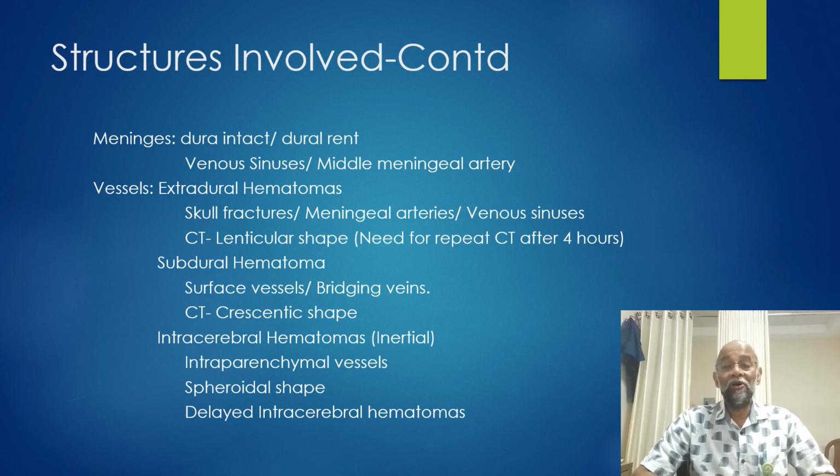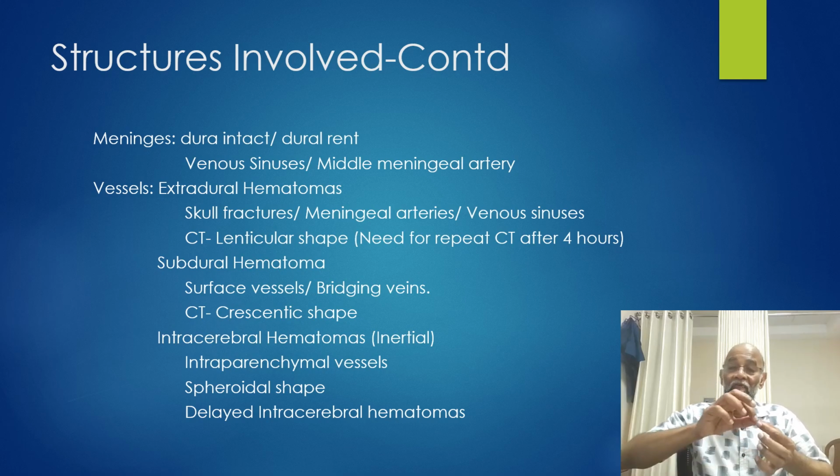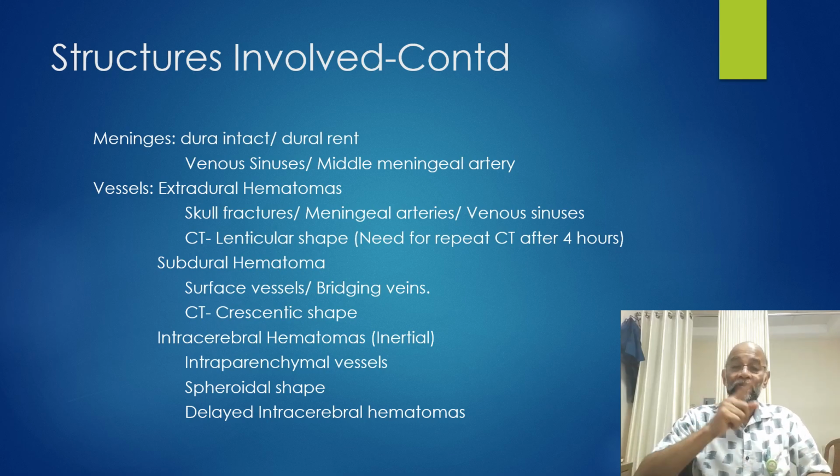Intracerebral hematomas usually occur because of inertial stress. One of the vessels within the brain parenchyma gives way. You have a spheroidal shaped hematoma forming inside the brain substance.